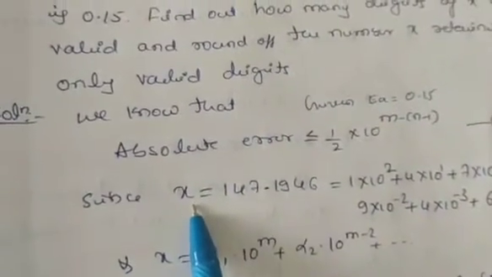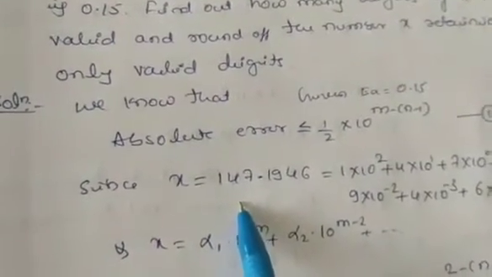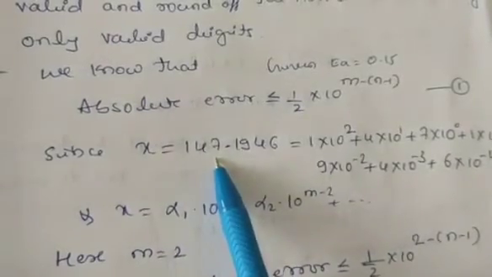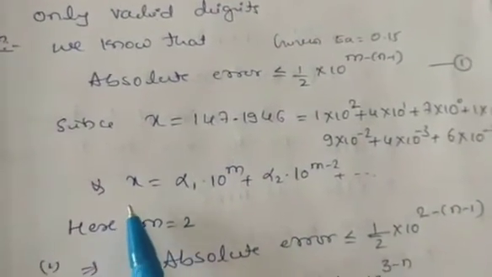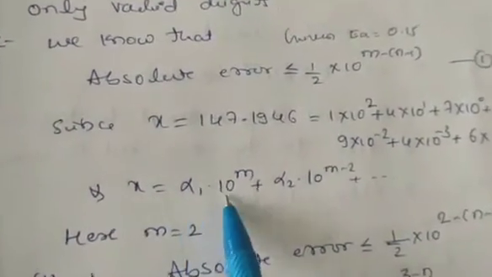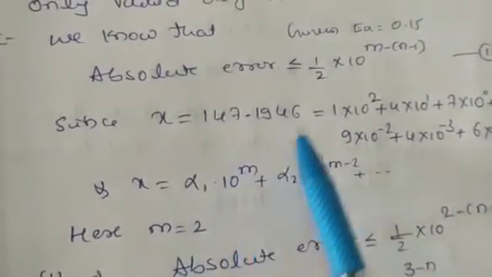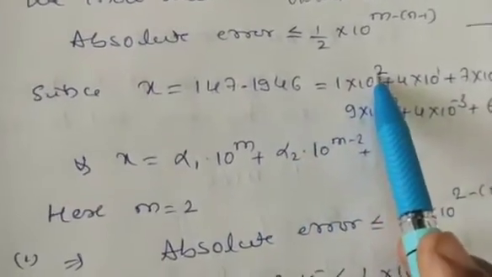So here x is 147.1946. We can express this in valid significant figures like this: 1 into 10 raised to 2 plus 4 into 10 raised to 1 plus 7 into 10 raised to 0 and so on. So that is, we know x is equals to alpha 1 into 10 raised to m plus alpha 2 into 10 raised to m minus 1, etc. So comparing these two, we get m is equals to 2.